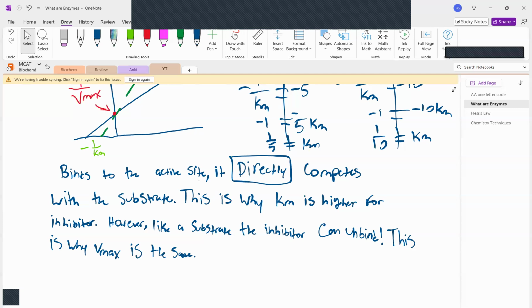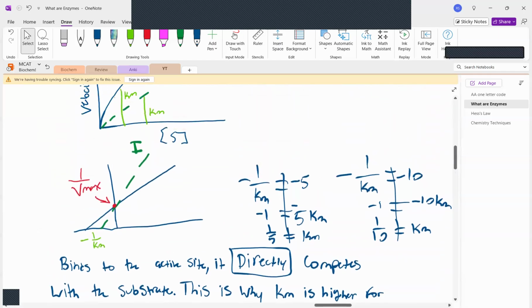So that means the Vmax will be the same. Because if you theoretically have an infinite amount of that substrate, then it's going to outcompete the inhibitor eventually. So you'll reach that Vmax value. And this is why the Vmax is the same.